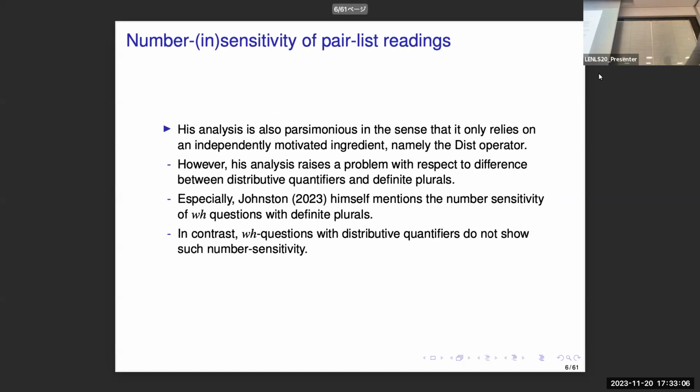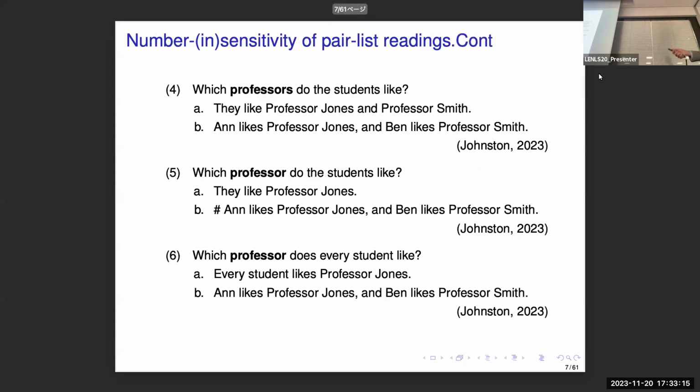But then I don't like it, because this will wrongly predict the number sensitivity of these questions, comparing definite plurals and quantifiers. Look at the three questions. "Which professors do the students like?" The original question, and you can respond with pairs. "Which professor do the students like?" It's harder to get a pairless reading, and it sounds like there's one professor that those students like. But if you say "which professor does every student like?" now you can have a pairless answer.